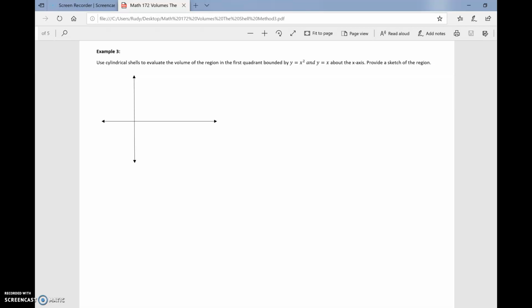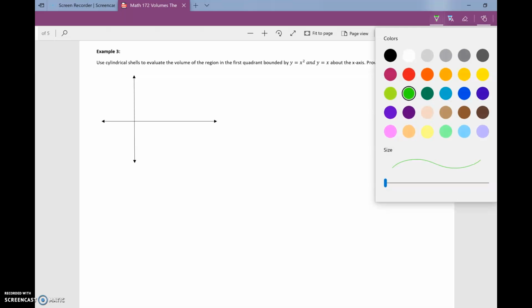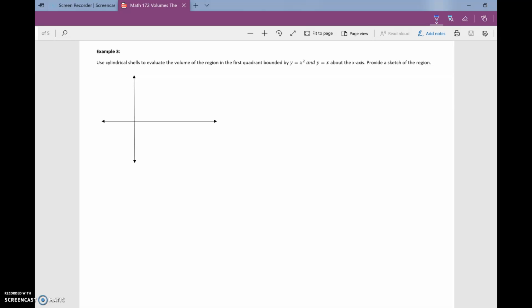Hi class, let's take a look at example 3. In example 3, they want us to provide a sketch. So we're looking at the first quadrant. These are the two functions, and then more importantly, it's going to be the x-axis. Now, the hardest part of keeping track of the axis of revolution is to make sure we don't combine the methods.